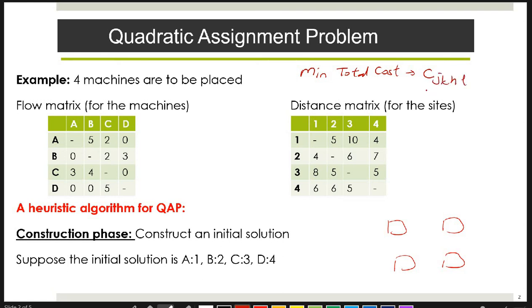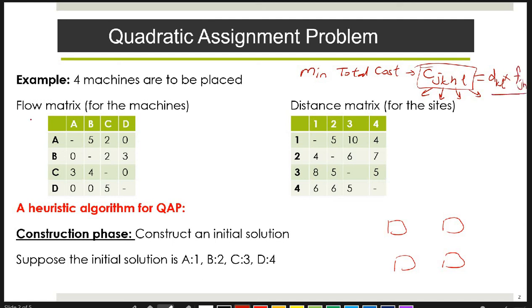And here J represented the machine. Okay, if machine J is located to candidate site K, whereas machine H is located to candidate site L, then this will be the associated cost. And we simply said that this cost is equal to the distance between the candidate sites, DKL, multiplied by the flow between the machines, FJH.